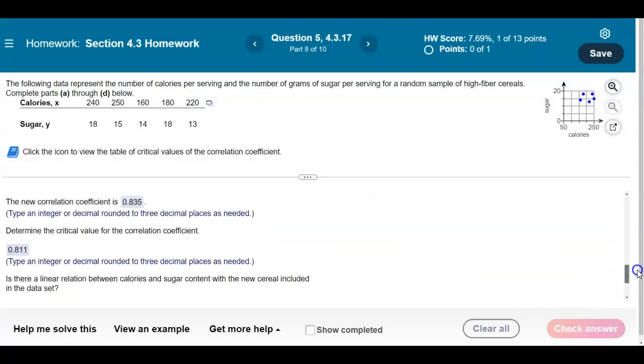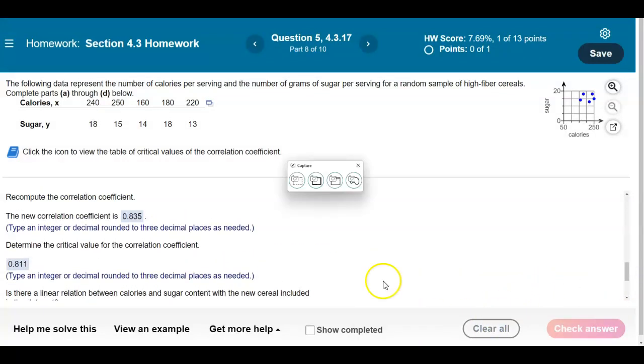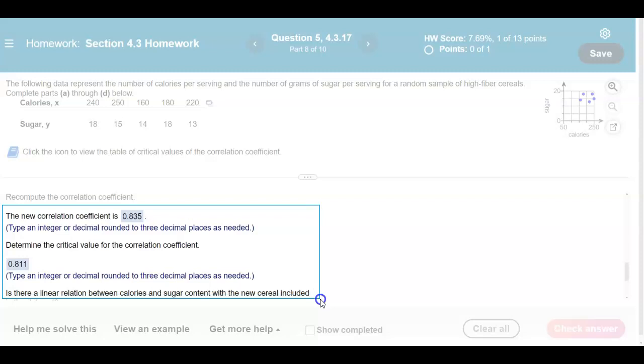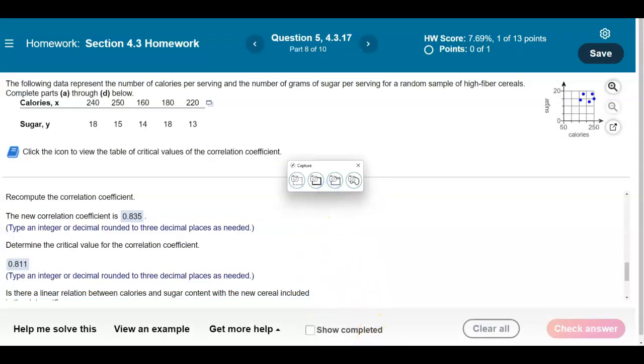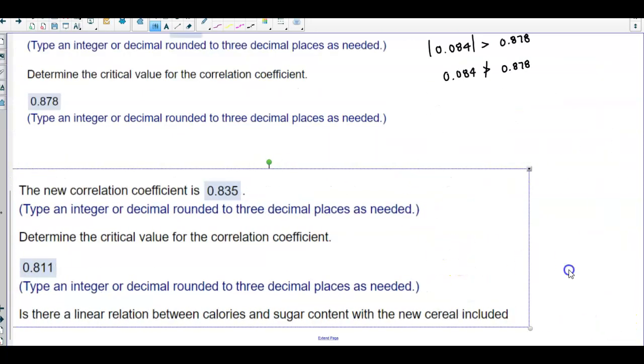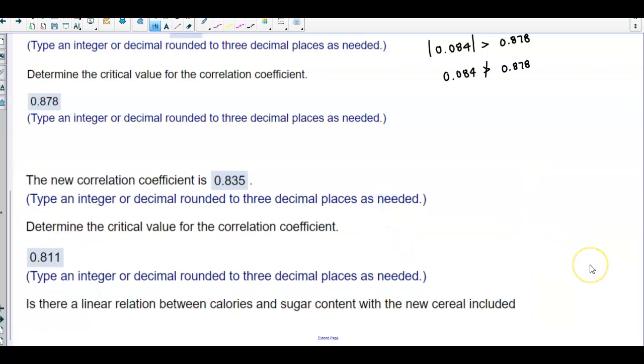Okay, now the question is going to ask us like we did before. So let's make sure that we have this information down here. Okay, and again, this is the new one, and they want us to know whether there is a linear relationship between these two. So for the second part of this question, just like we did before, we're going to take the absolute value of the correlation coefficient, and we want to determine if it's going to be greater than 0.811. Well, if we look here, the absolute value gives us 0.835, and it is greater than 0.811. And therefore, we're going to say that there is a linear relationship.